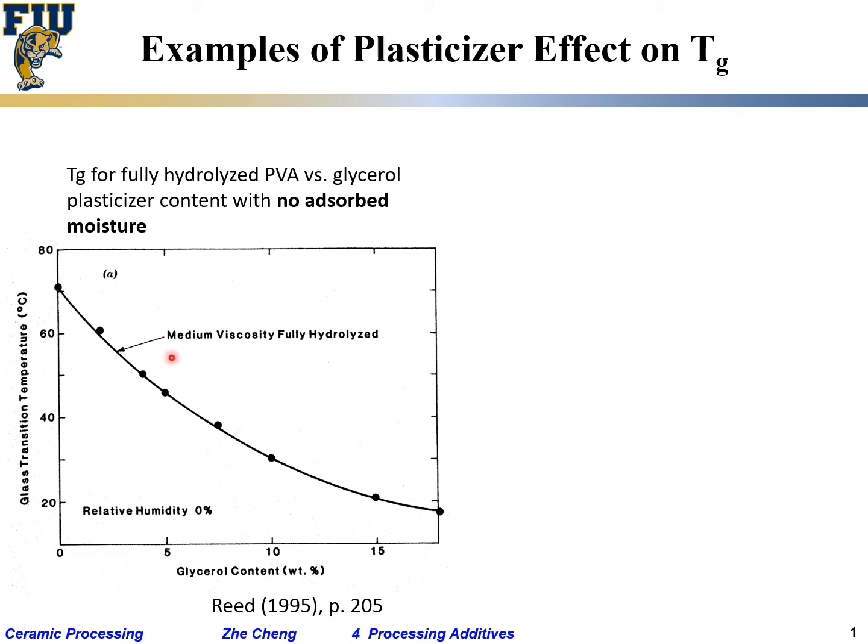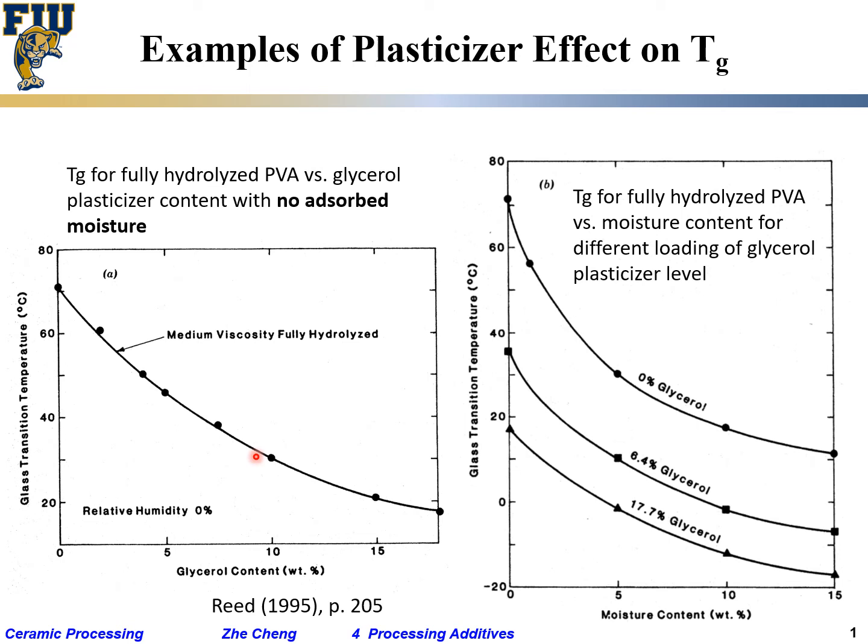But then, as we add, let's say, around 10%, now we are getting much closer to Tg. Now the material behaves like a typical leather, typical plastic. Now I can do extrusion. Make sense? That's why you have to do it.